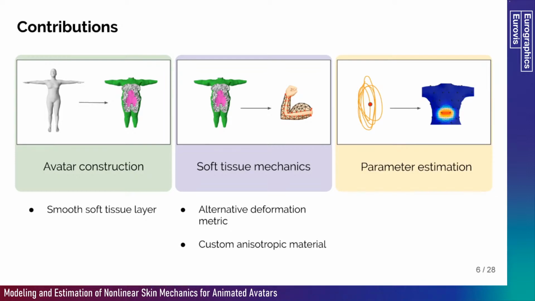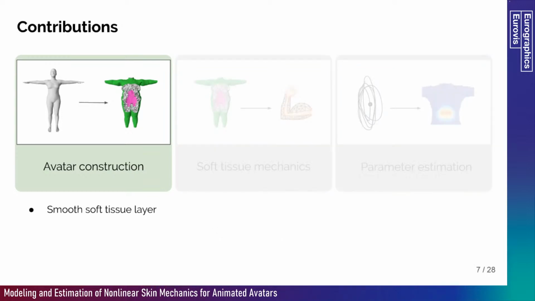Finally, in the parameter estimation process, we minimize a novel anisotropic variance error metric on surface vertices. Measuring anisotropy is important for the correct estimation of the anisotropic material properties. From now on, I will give you a more detailed explanation of these contributions. So, let's start introducing the way we construct the soft tissue avatar.